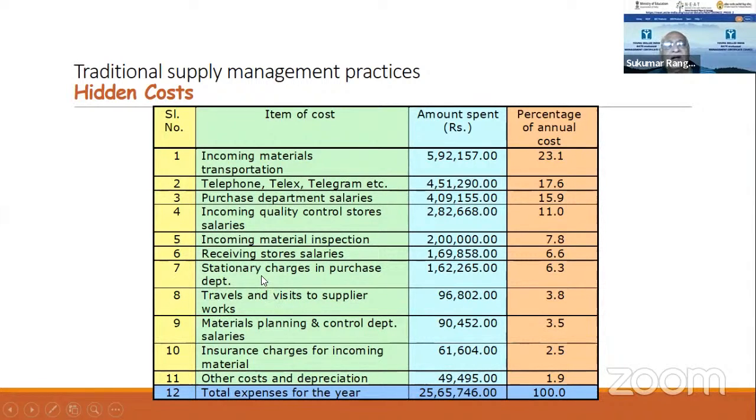Stationery charges in the purchase department. Now, actually, today you don't need to incur many of these expenses. Travels and visits to suppliers, yes, you must have. I would rather say this 3% should go to 10%, not for anything else, but to establish rapport with the supplier. Total comfort level, rapport, trust.